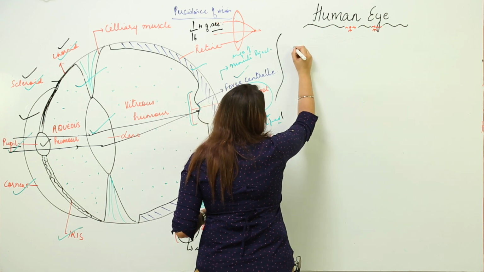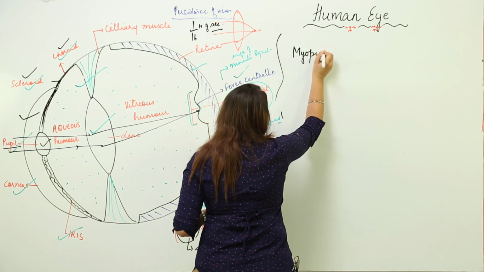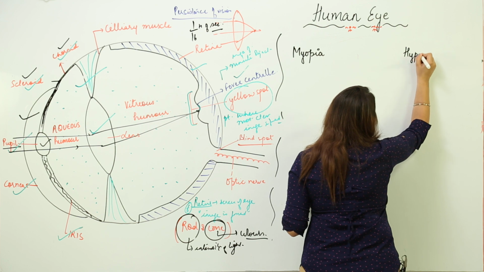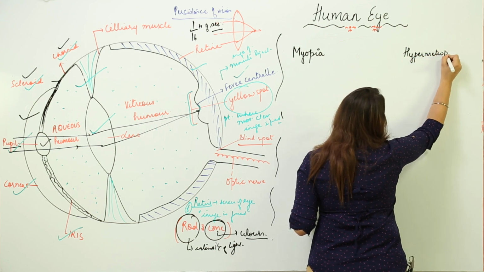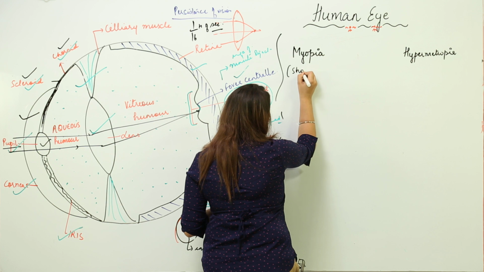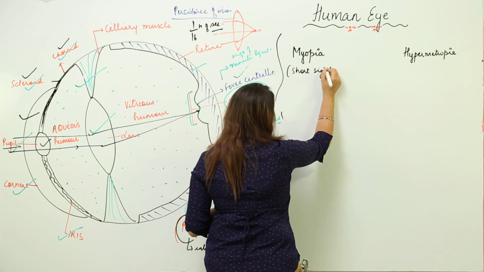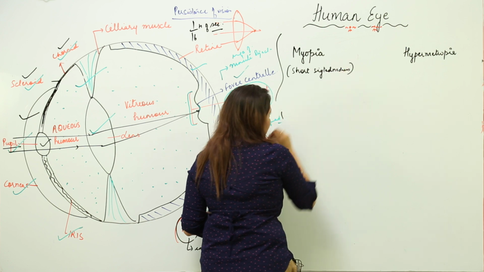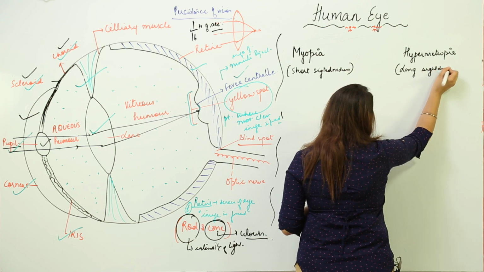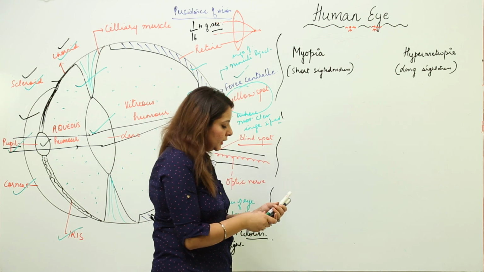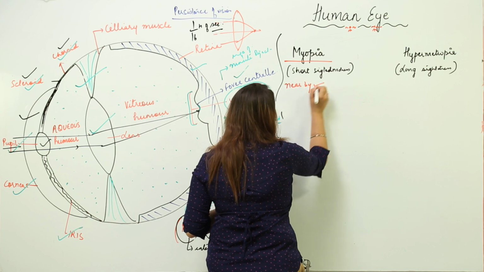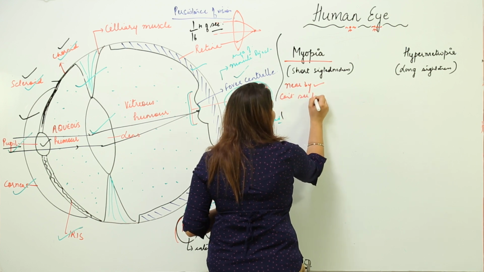See, the general defects are myopia and hypermetropia. I will discuss the two defects together, as they are actually related to each other. The other name for myopia is short-sightedness, and hypermetropia is long-sightedness. Now what do we mean by these terms? Short-sightedness means a person can see nearby clearly but can't see far off clearly.